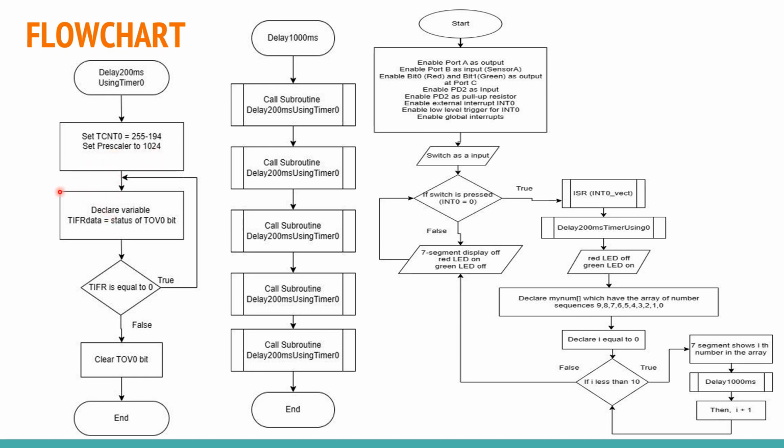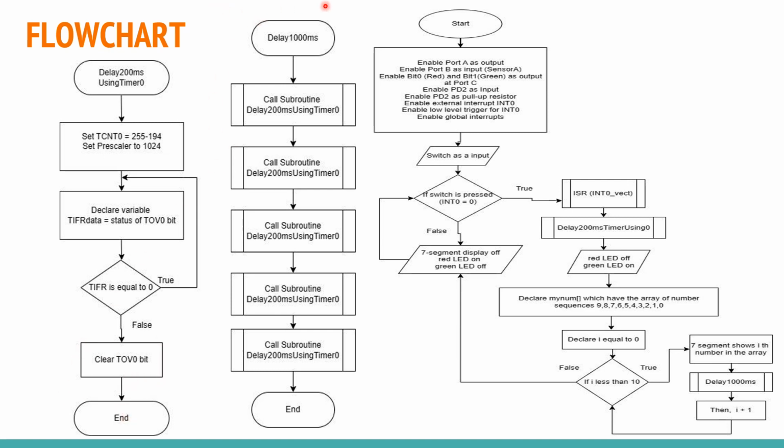Then the next process is declare the variable TIFR data equal to the status of the TOV0 bit. Then it goes to a loop where the condition is TIFR is equal to 0. If this condition is true, then it will loop back to the previous process to check the status of the TOV0 bit. And if the condition is false, then it will clear the TOV0 bit. After this process, it will come to an end.